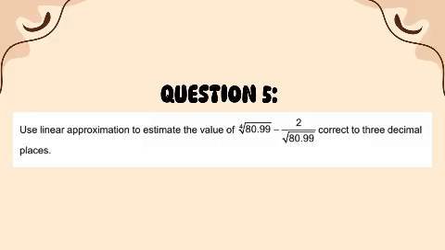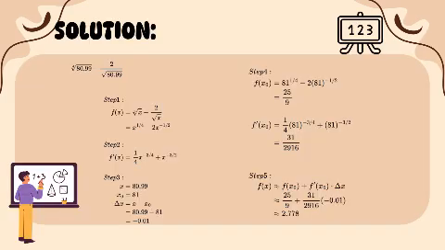Okay, now let me discuss question 5. Use linear approximation to estimate the value of the fourth root of 80.99 minus 2 over the square root of 80.99, correct to 3 decimal places. And that is the question. So let me move to the solution.